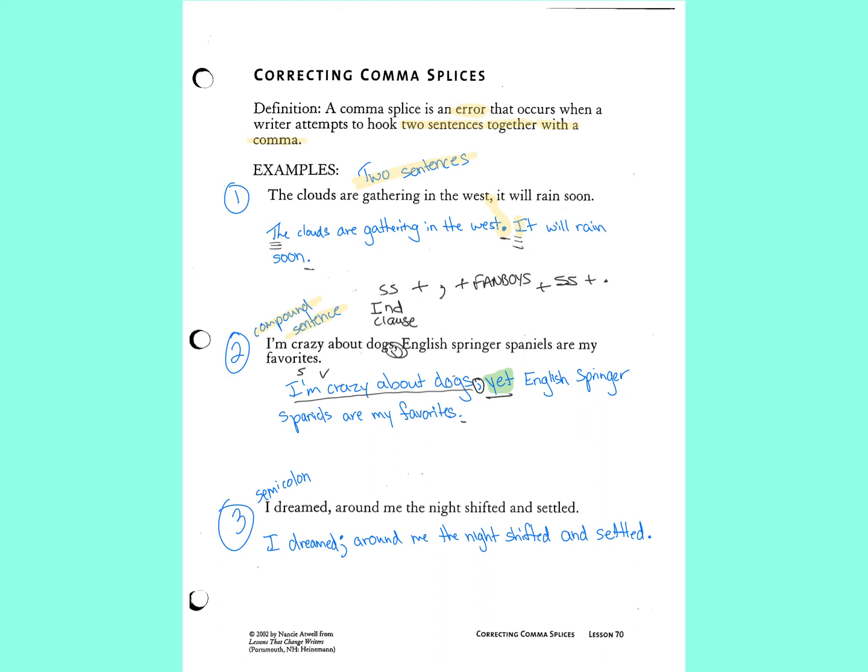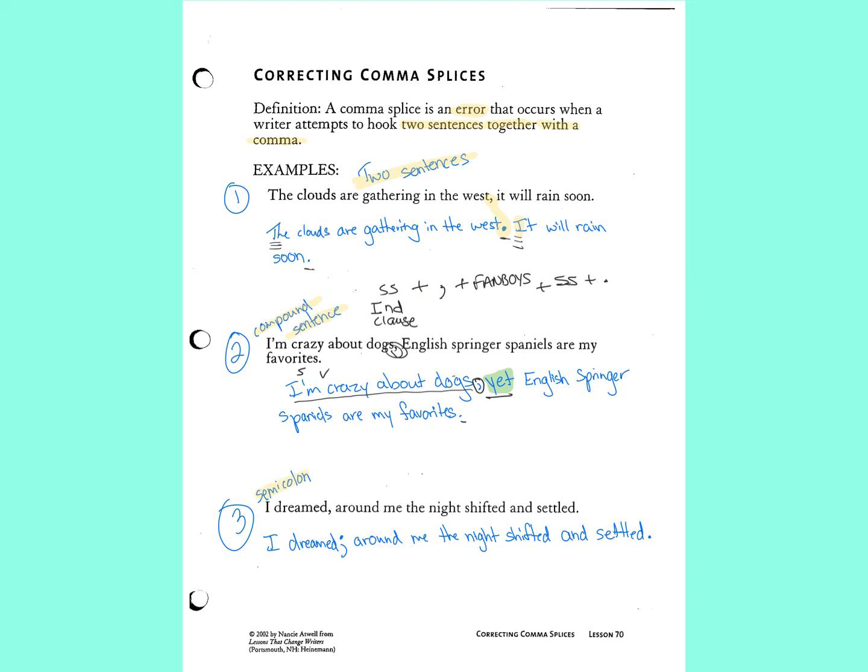Remember, when you're selecting a fanboy, you want to make sure that it's one that works in the sentence. Don't just randomly pick one. Then we look at the third type here. The third type is where you're using that semicolon. Easy way of fixing this.